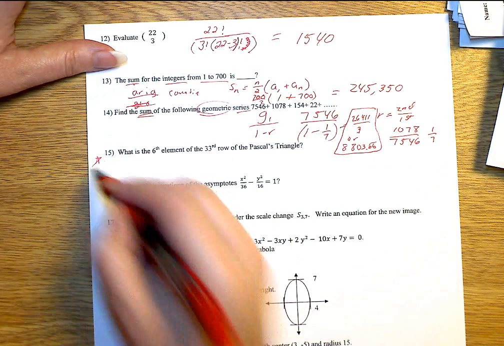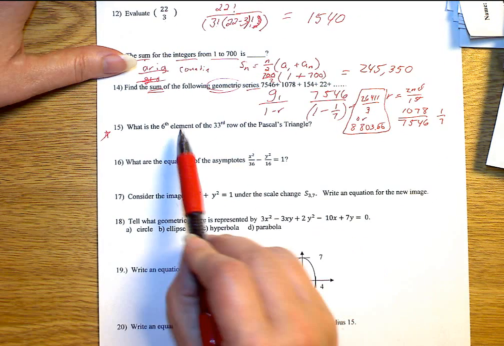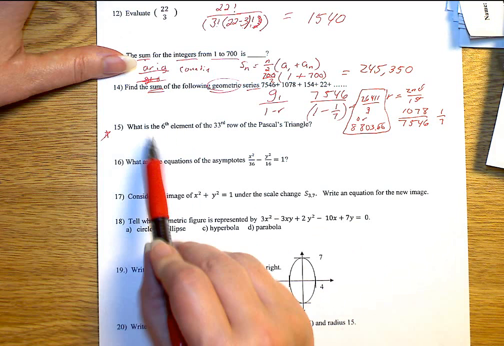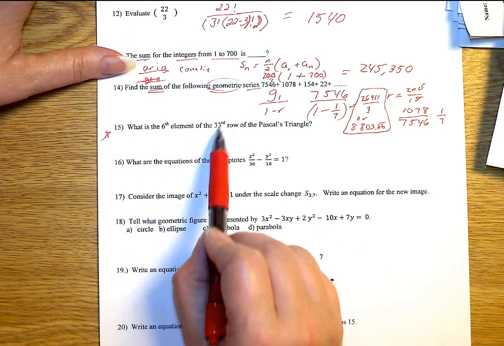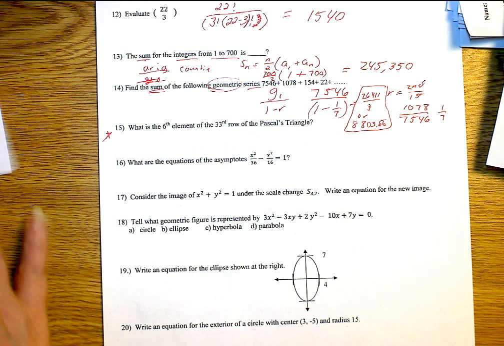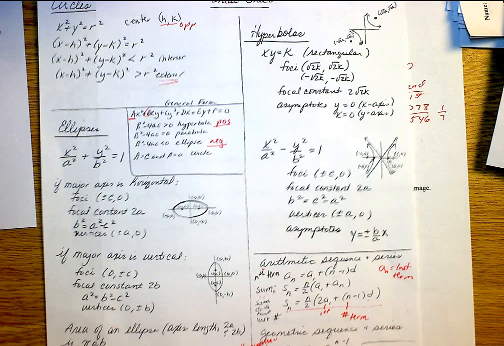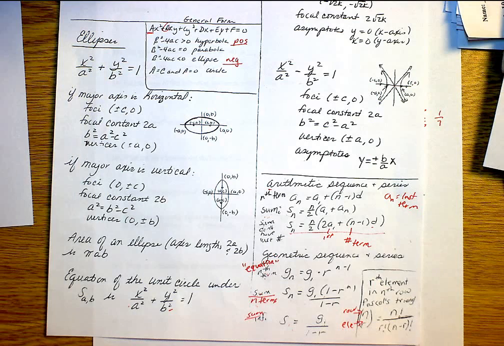Alright, 15. I'm going to read you what it is, and then I want you to tell your partner what equation on your sheet you're going to use. It says what is the sixth element of the 33rd row of the Pascal's triangle. I want you guys to find the formula on your formula sheet. Good job, Paul. All right, so a lot of you found it. Bottom right corner is right.